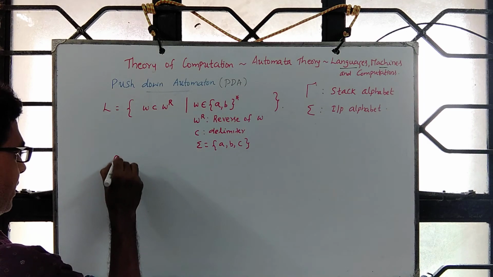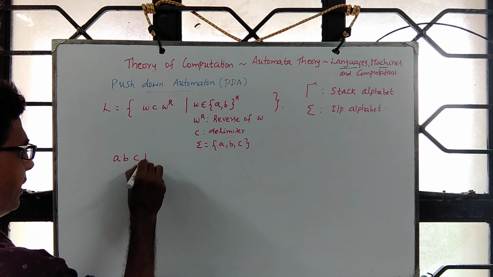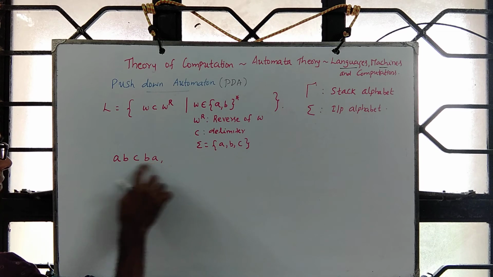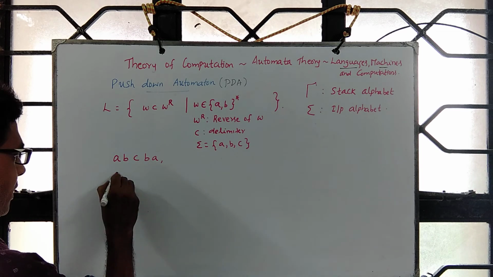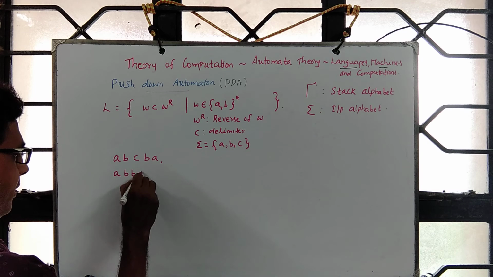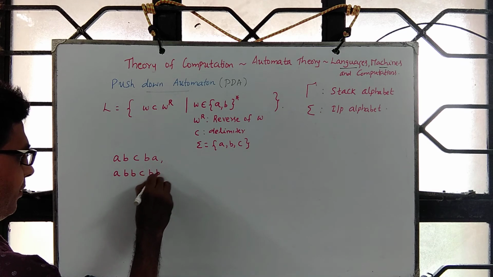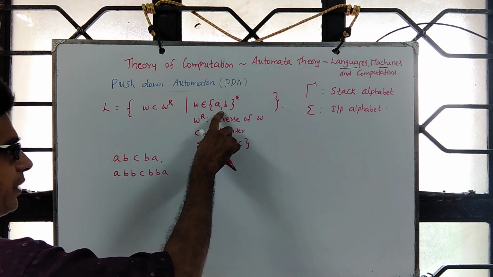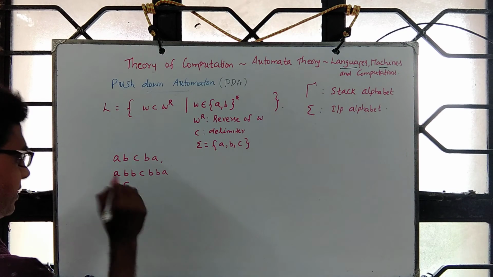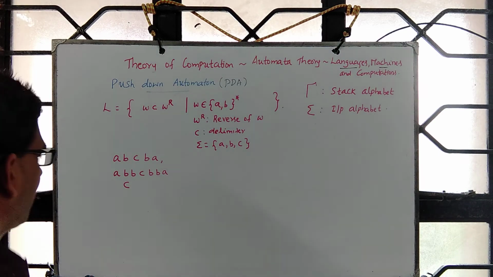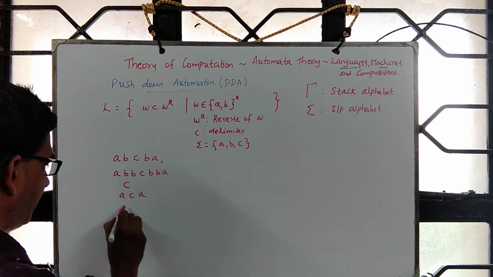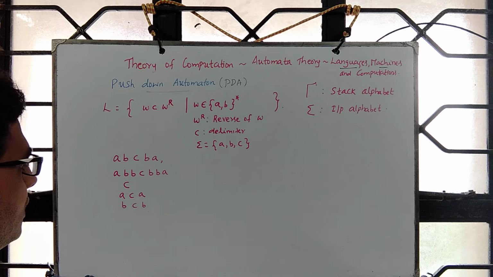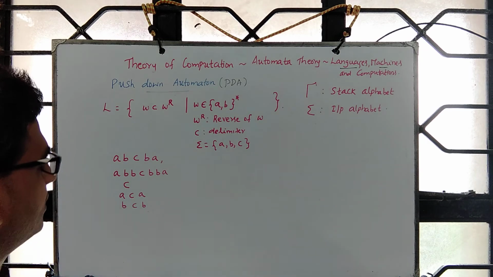So what it says is something like A B C B A is valid. B A is the reverse of A B, and C is the delimiter. Or something like A B B C B B A. W is a string over (A, B) star, which means W can be epsilon as well. So just C is valid. And A C A is valid. B C B is valid. Okay.